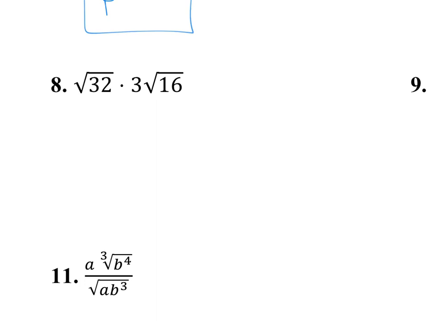Okay, so 32. 32 is 16 times 2. So this is 4 radical 2. And radical 16 is 4. So multiplying 4, 3, and 4. 4 times 3 is 12. 12 times 4 is 48. So we get 48 radical 2.